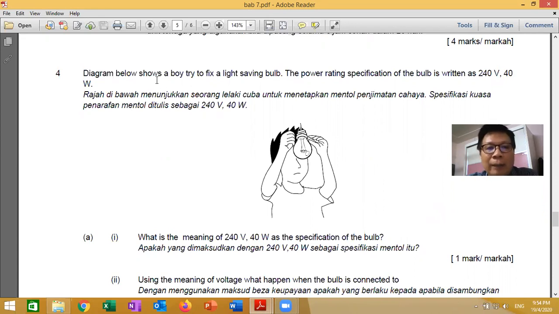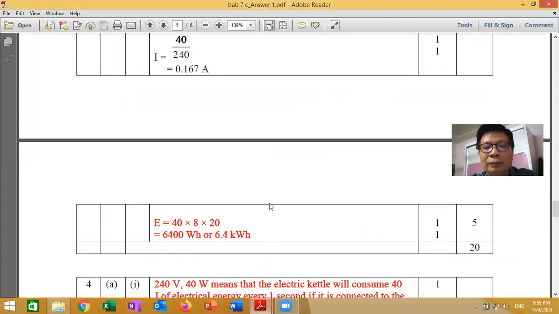The diagram below shows a person trying to fix a light bulb. The power rating specification of the bulb is written 240 volt, 40 watt. Same question again: what is the meaning of 240 volt, 40 watt? You should know the meaning already. Quickly check the answer.